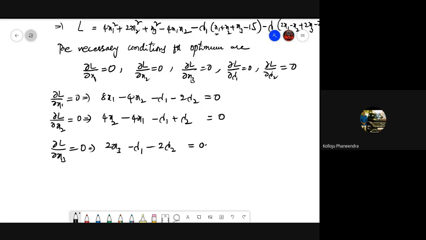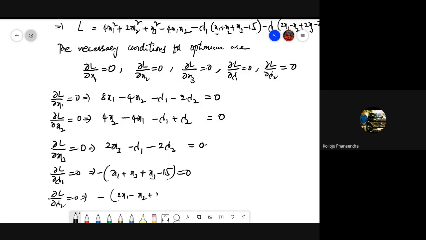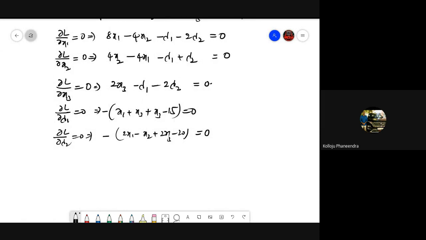Okay. Next one, ∂L/∂λ1 = 0 means what? x1 + x2 + x3 − 15 = 0, with minus sign. ∂L/∂λ2 = 0 is what? −2x1 − x2 + 2x3 − 20 = 0. Done. Now one by one I will write here.